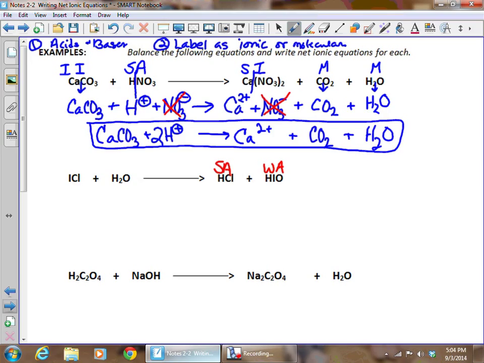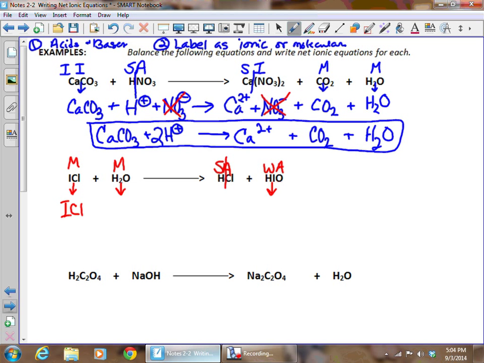The rest of the compounds are going to be then either ionic or molecular. Looks like both of them are molecular. Now, what do we know? We know that molecular molecules get carried down as is. Weak acids do not ionize, they get carried down. But a strong acid does ionize, and it's going to split or ionize, removing the hydrogen and leaving the chloride behind. So let's write those down.